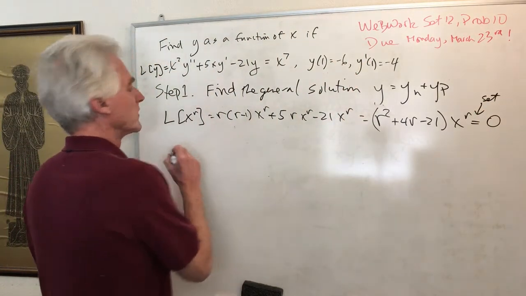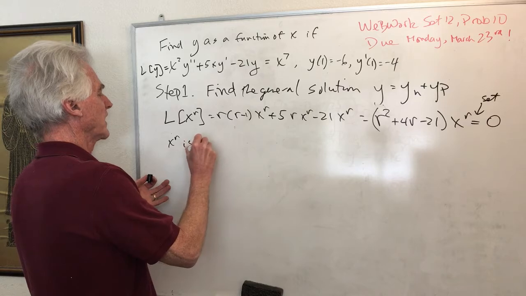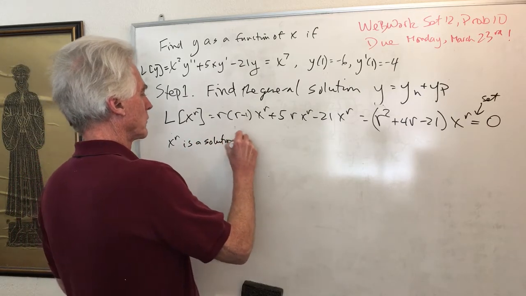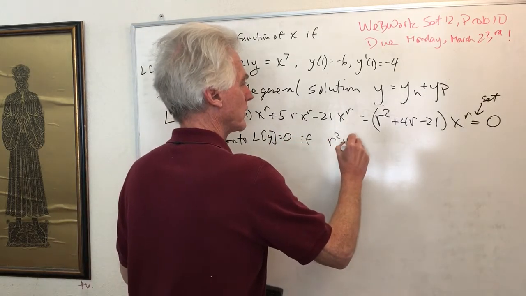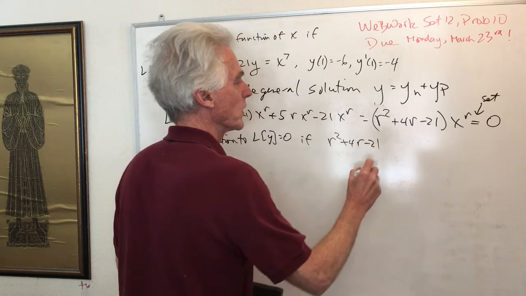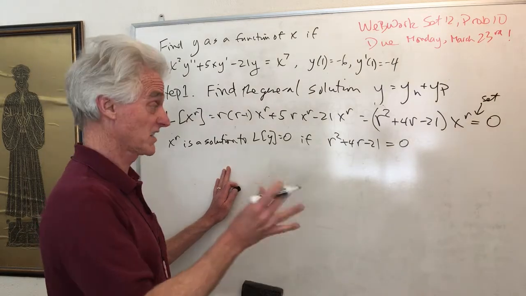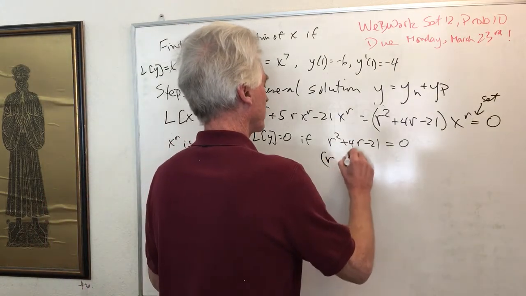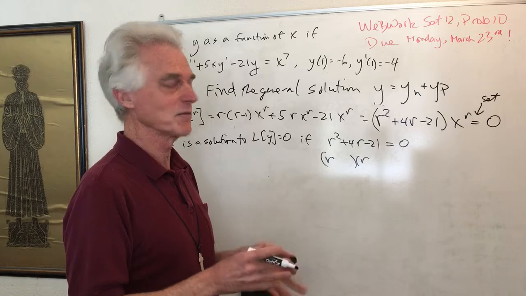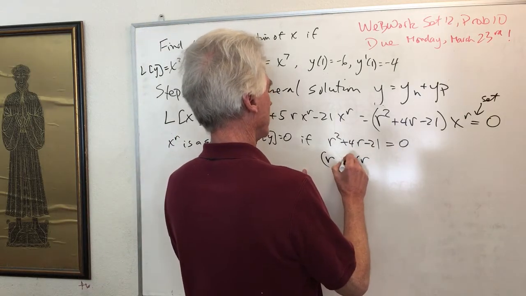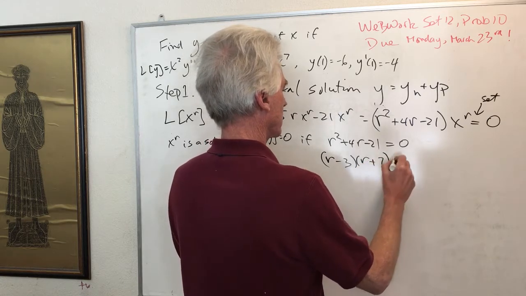Okay, so we get the thing that's like the characteristic equation. We get x to the r is a solution to Ly equals 0 if r squared plus 4r minus 21 equals 0. And hopefully it factors. If it doesn't, check your algebra. We can factor this. Okay, 21 is 7 times 3. 4 is 7 minus 3. Good. So I get a minus 3 and a plus 7. Good, right?